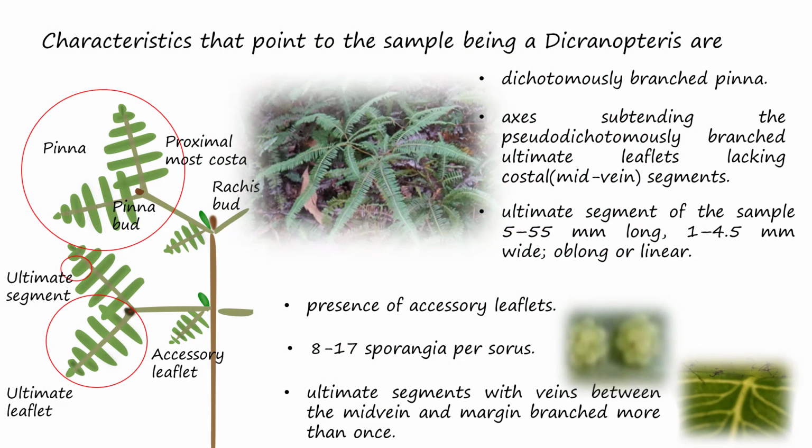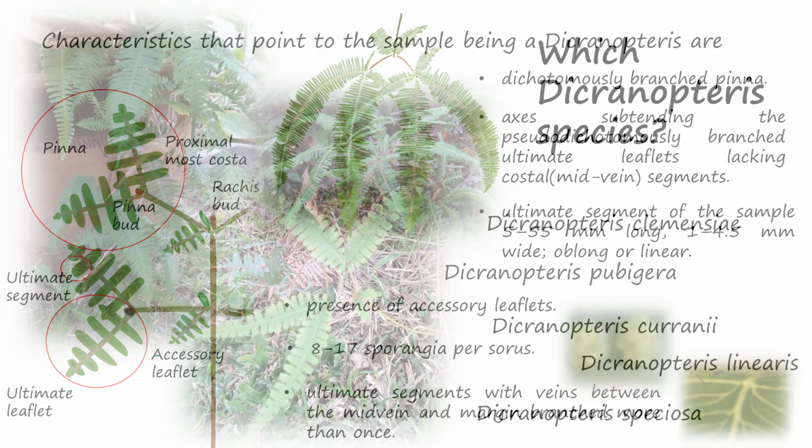Dichotomously branched pinnae, 2. Lack of costal segments on the axis subtending the pseudo-dichotomously branched ultimate leaflets, 3. Distinctly oblong or linear ultimate segments, 5 to 55 mm long and 1 to 4.5 mm wide, 4. The presence of accessory leaflets, 5. 8 to 17 sporangia per sorus, and 6. Ultimate segments with veins between the midvein and margin branching more than once.